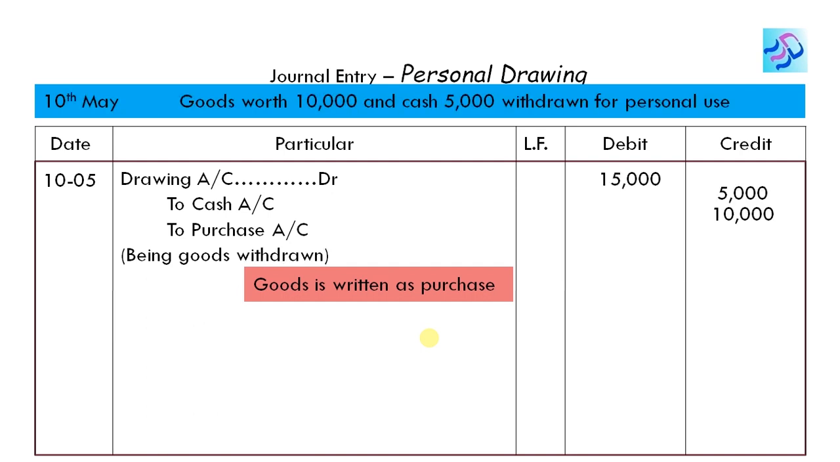For example, goods worth 10,000 and cash 5,000 withdrawn for personal use. The journal entry will be drawing account debit 15,000 to cash account 5,000 to purchase account 10,000. Purchase account represents goods worth 10,000, cash account 5,000 on credit side, and the total was on debit side 15,000 in the heading of drawing account.